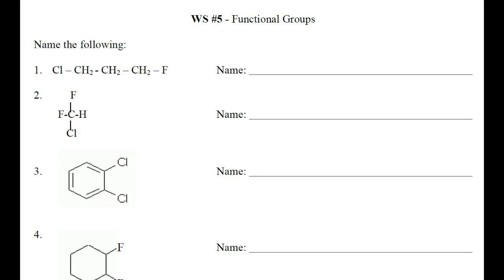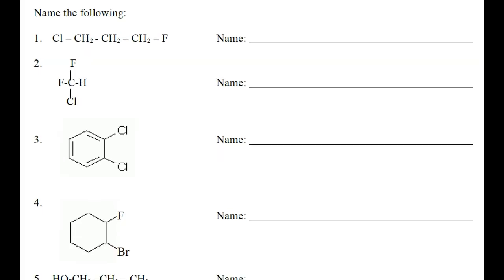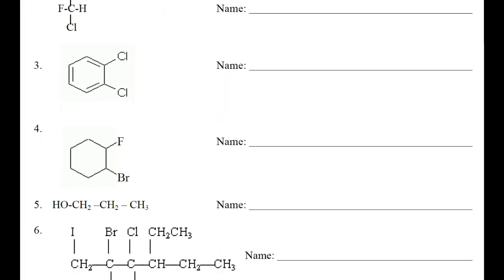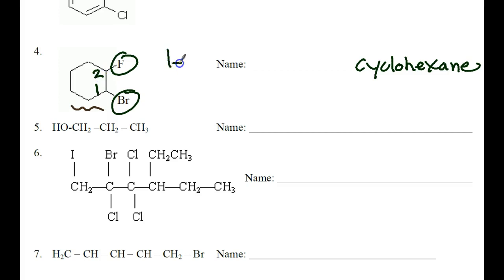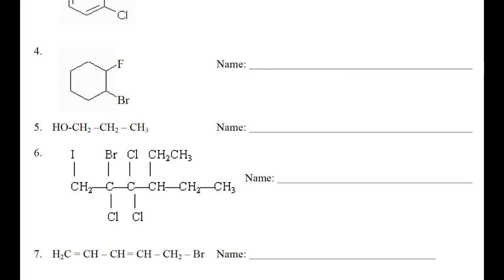This next one, might need to scroll just a wee bit. I see a cyclohexane. So that one's cyclohexane. I'm going to run out of room for writing this one. And we have a bromo and a fluoro. Let's alphabetize. What goes first? B, so we'll call that one 1 and that one 2. 1-bromo-2-fluorocyclohexane.